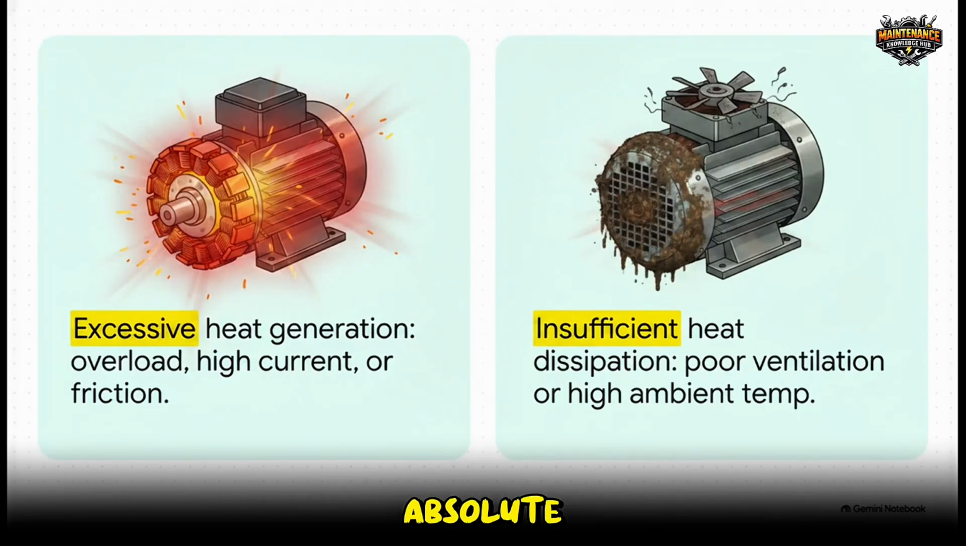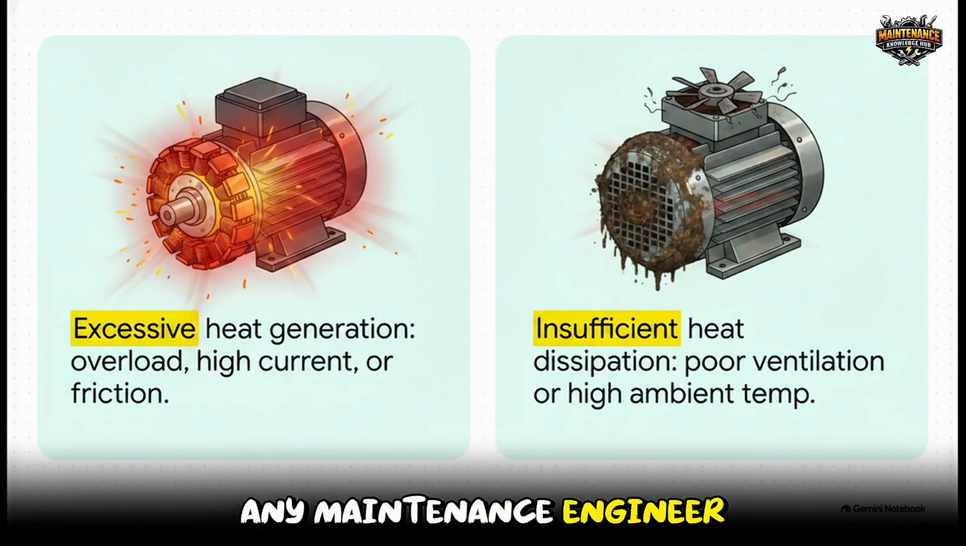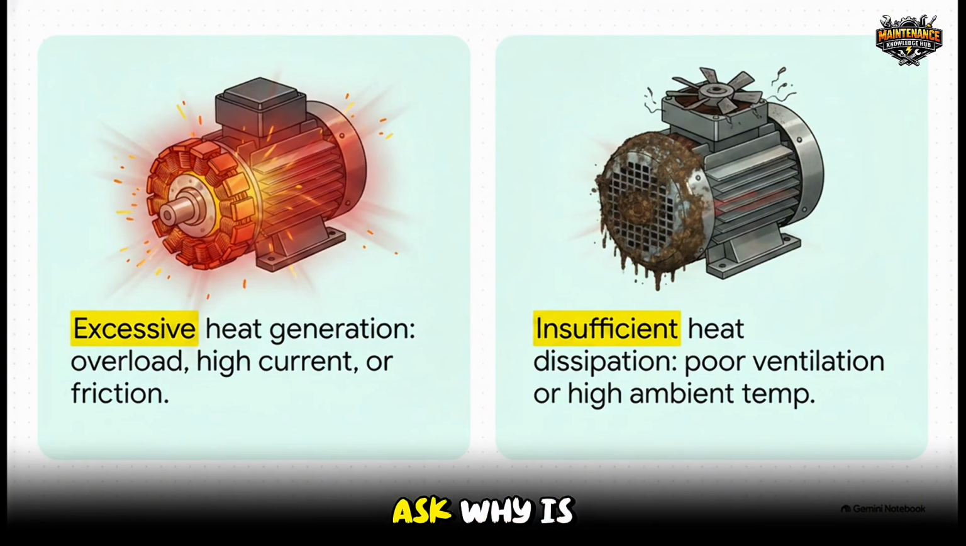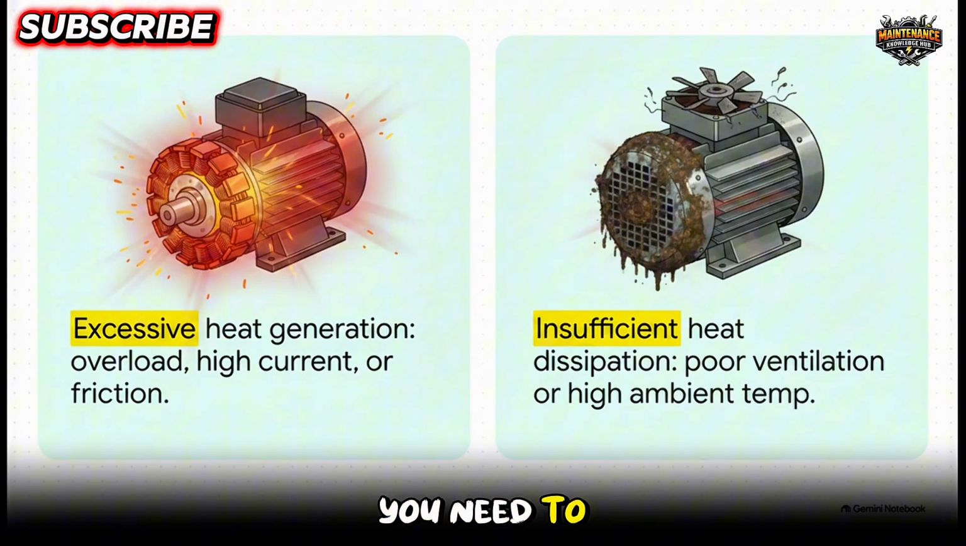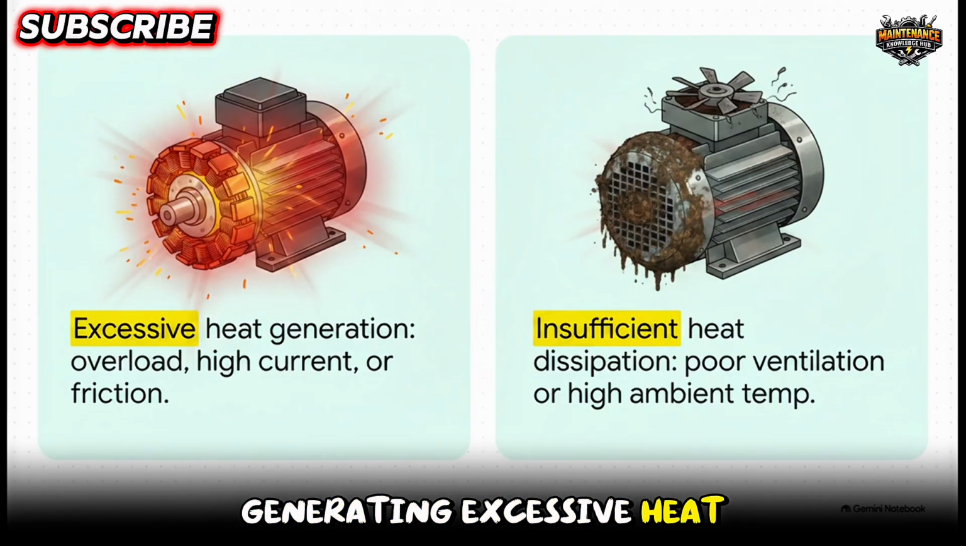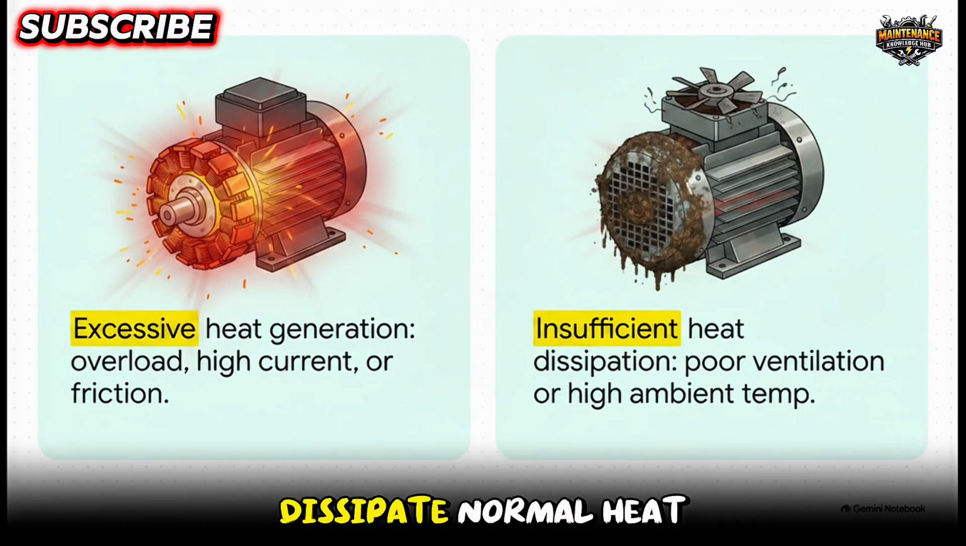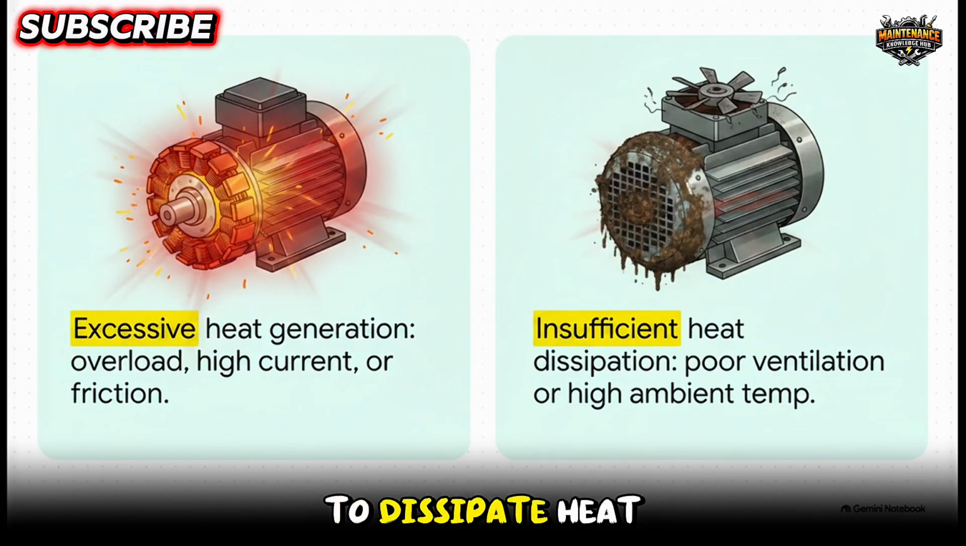And that brings us to the absolute golden rule for any maintenance engineer. Never, ever just ask, why is the motor hot? Honestly, that's way too broad. Instead, you need to instantly divide the problem in your mind by asking, is this motor generating excessive heat, or is it simply failing to dissipate normal heat? If it's generating heat, you go hunting for overloads, voltage issues, and friction. If it's failing to dissipate heat, you're looking for blocked vents, broken fans, and high ambient room temps. It is such a brilliant, time-saving mental shortcut.